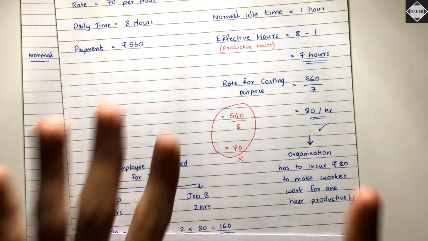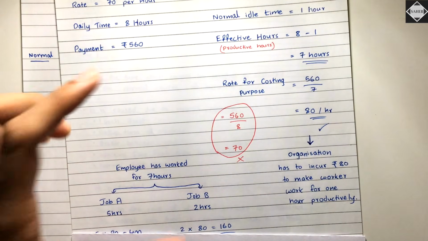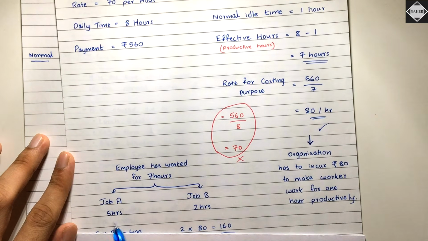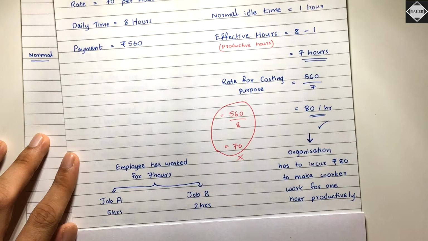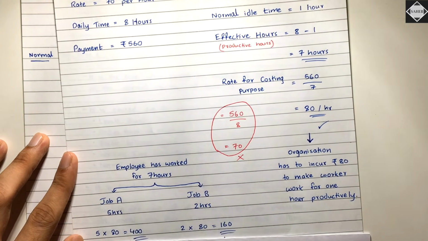Out of 8 hours, he has only worked 7 hours. 7 hours have been booked in his labor card, his time card. It has been booked for 7 hours: on job A 5 hours, on job B 2 hours, right? So what will you do? You will take 5 into 80, 2 into 80. That's what you will do.